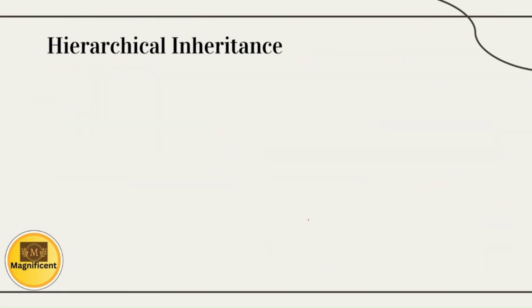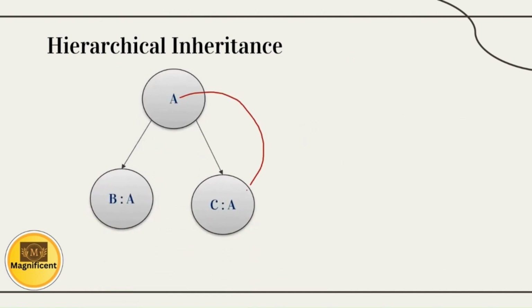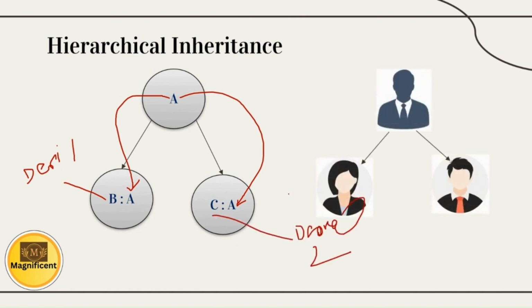Now next is hierarchical inheritance. In hierarchical inheritance, one parent may have two children. Here class A is inherited by class C as well as by class B, so it is inherited in both classes. This is derived class 1 and this is derived class 2. So here one parent may have two children: this is a girl child, this is a boy child, and this is the parent.